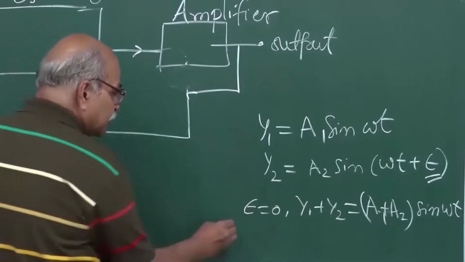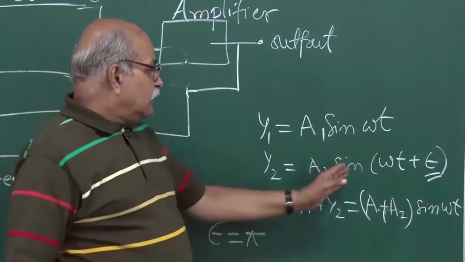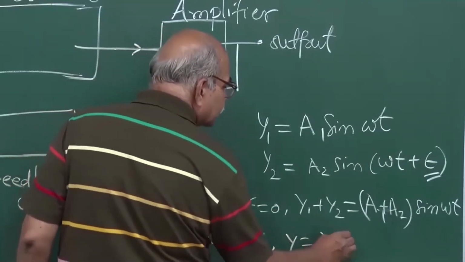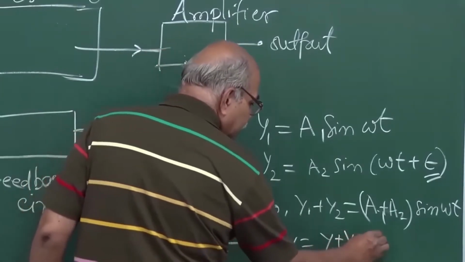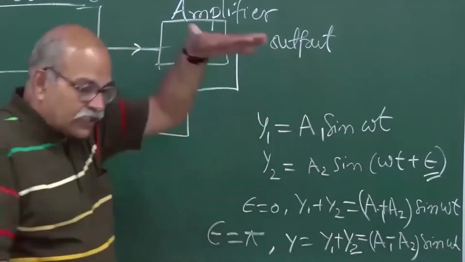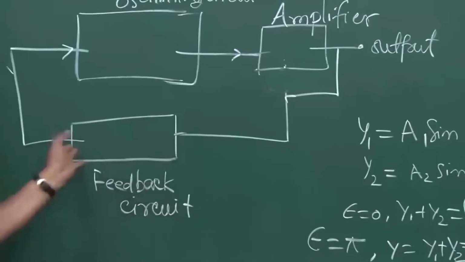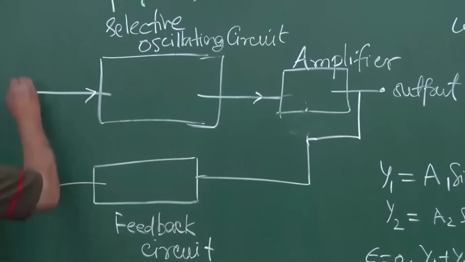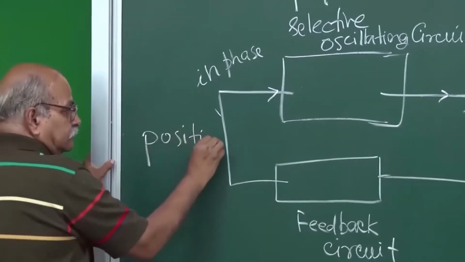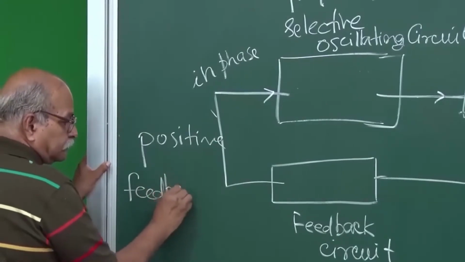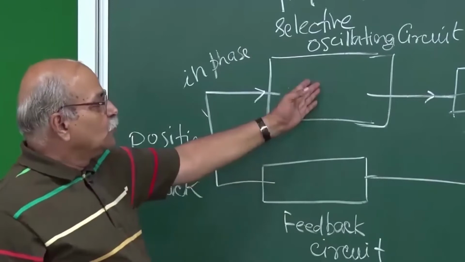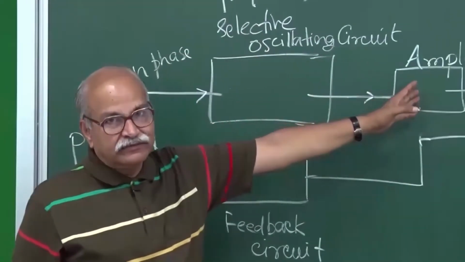But if suppose epsilon is pi, in that case sine of omega t plus pi is equal to minus of sine omega t, and then y will be y1 plus y2, but this will be a1 minus a2 times sine omega t. So your amplitude has actually decreased. So it's important that the signal which you are adding to this oscillating circuit should be in phase, known as positive feedback. So essentially this is the thing which has to be implemented. Circuits are made to do this kind of thing, and the transistor actually comes here, right.